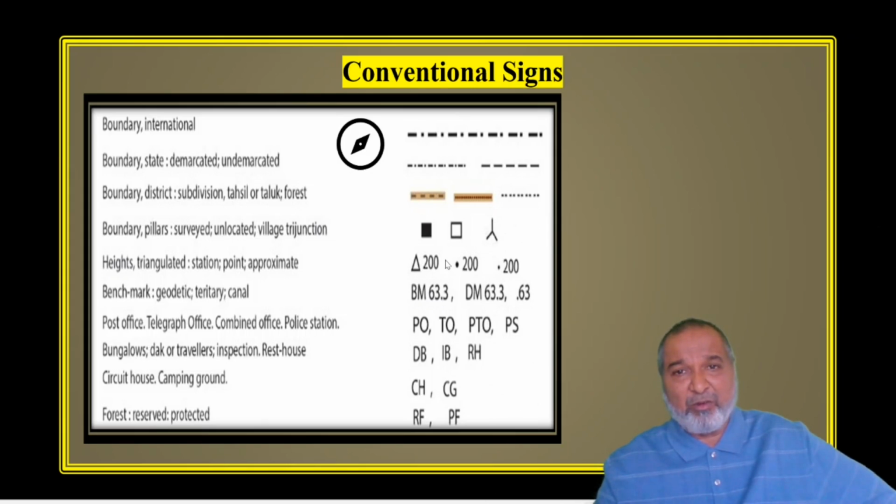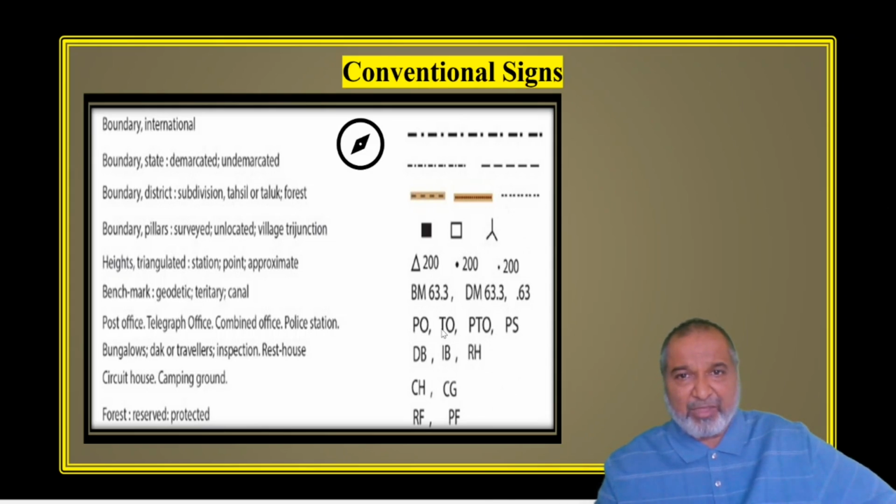Yes, the peak. Wherever we have a peak, the height has been marked. Yes, this is the mark which is there. Station point 200 has been marked. Benchmark, geodetic or tertiary canal, which are there, have been marked for the canal. These are the symbols, very important now.